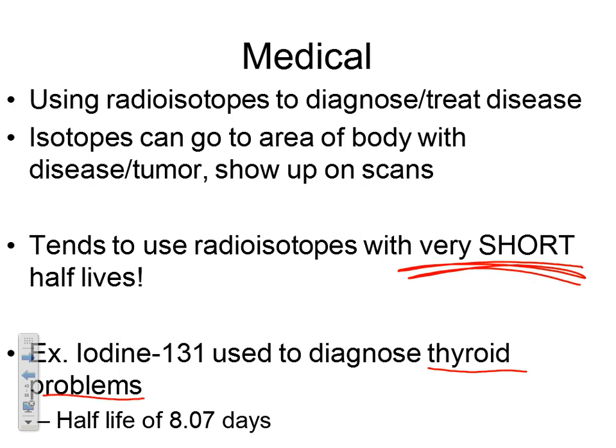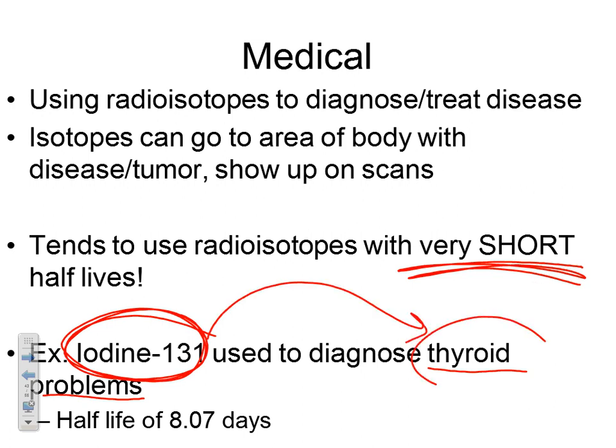There's a lot of iodine that needs to be taken into your thyroid gland for use. And so this radioactive form of iodine, iodine-131, is very useful for diagnosing thyroid problems, because, again, this radioactive isotope will naturally go to the thyroid on its own, and doctors can then see what's going on. Now, the half-life of iodine-131 is pretty short. It's only 8 days. It's going to take 8 days for half of the radioactivity to go away.